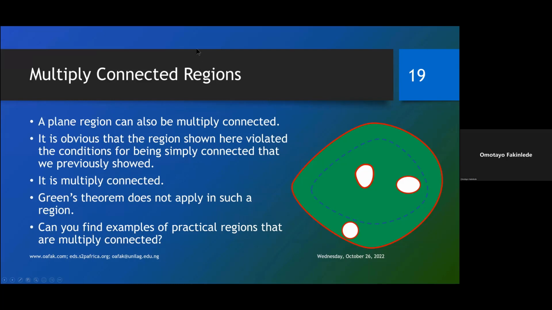Can you tell me, please go to the chat room, are there practical regions that you know that are multiply connected? Anything you know that is not simply connected, anything of importance that is not simply connected. Quickly go to the chat room. I'm not going to spend more than one minute here because time is gone now. Is there anything that is not simply connected that you know? Anybody?